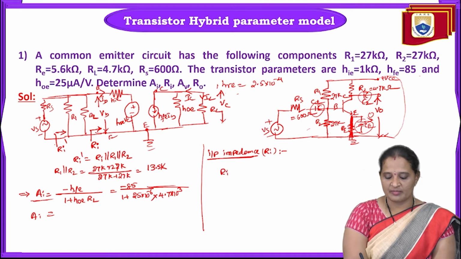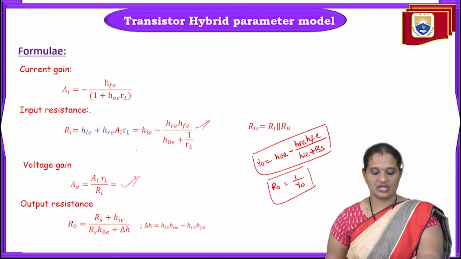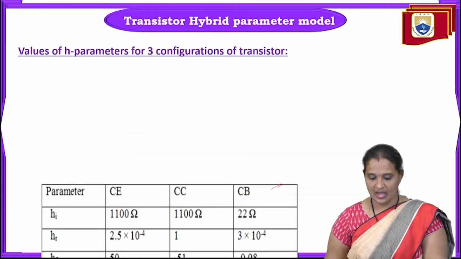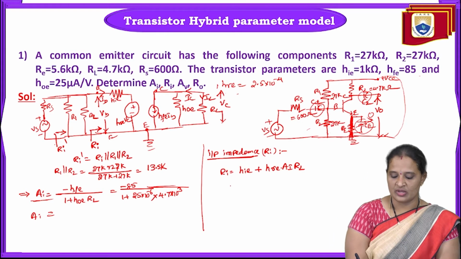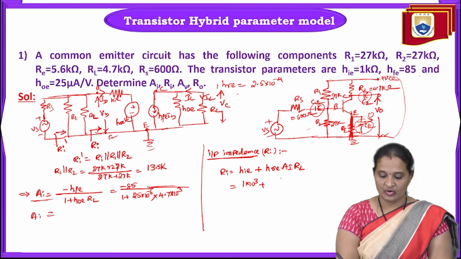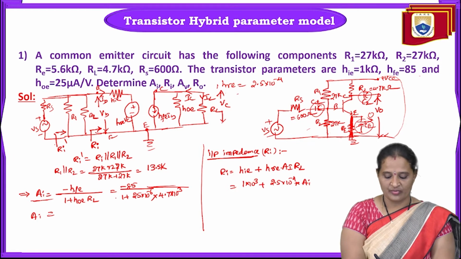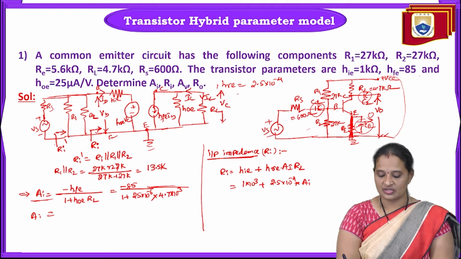So the formula of input impedance is Ri equals HIE plus HRE into AI into RL. Just now we have seen the formulas. So we all know the values of this one. What is HIE? HIE value is given, that is 1 into 10 to the power of 3, plus HRE value. What is the value of HRE? HRE value is 2.5 into 10 to the power of minus 4, into AI value. From this we are going to calculate this one and just put it here.